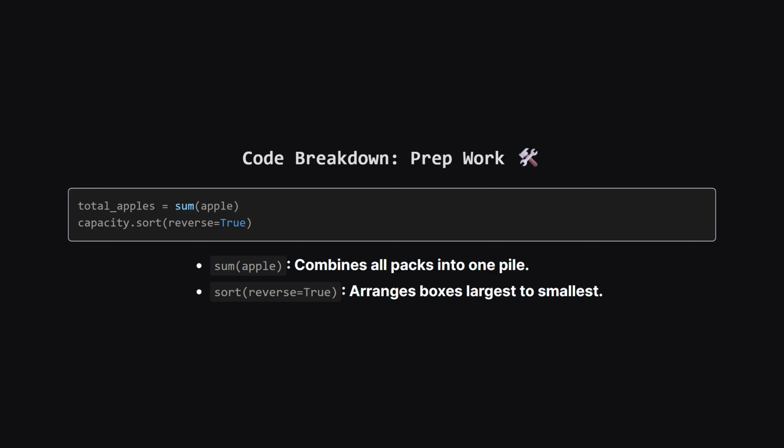First, the prep work. We use the sum function on the apple list to get our grand total. Remember, we don't care about the individual packs, just the total count. Then, we sort the capacity list. In Python, sort is ascending by default, so we pass reverse equals true to get the biggest numbers at the beginning of the list. This sets us up to grab the largest boxes first.